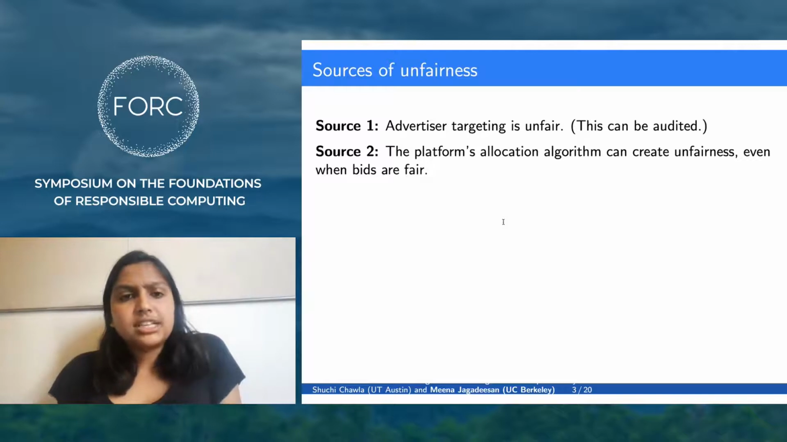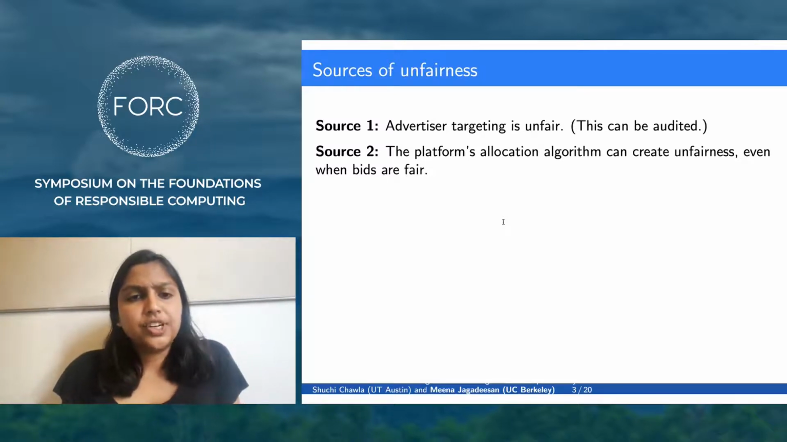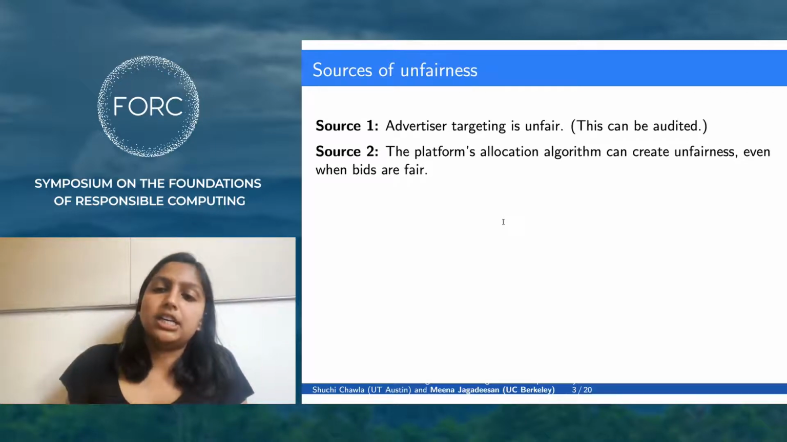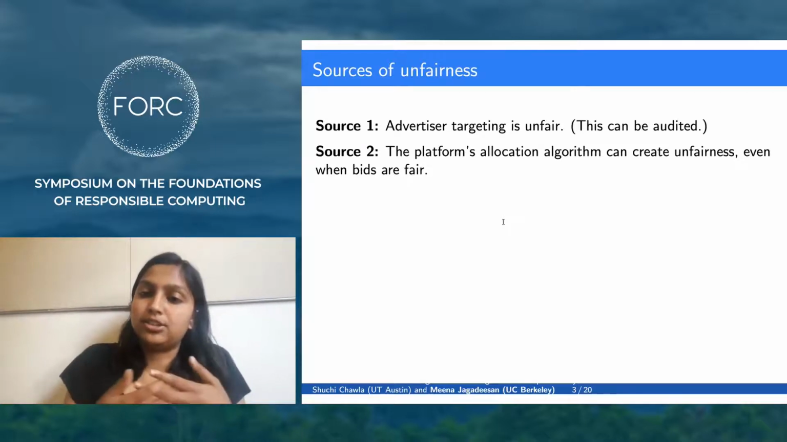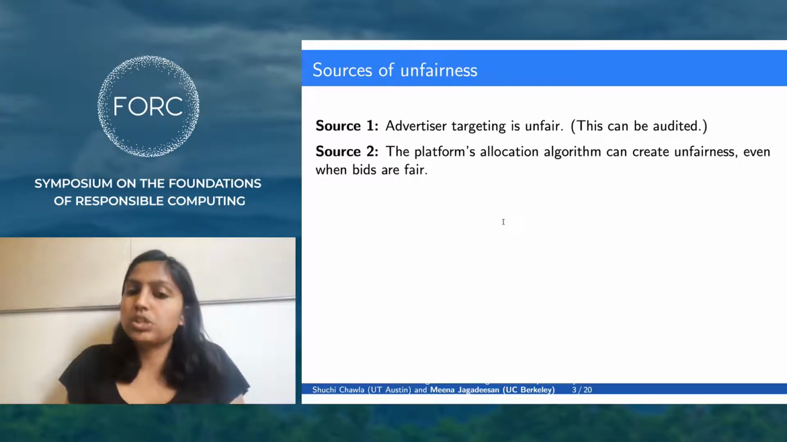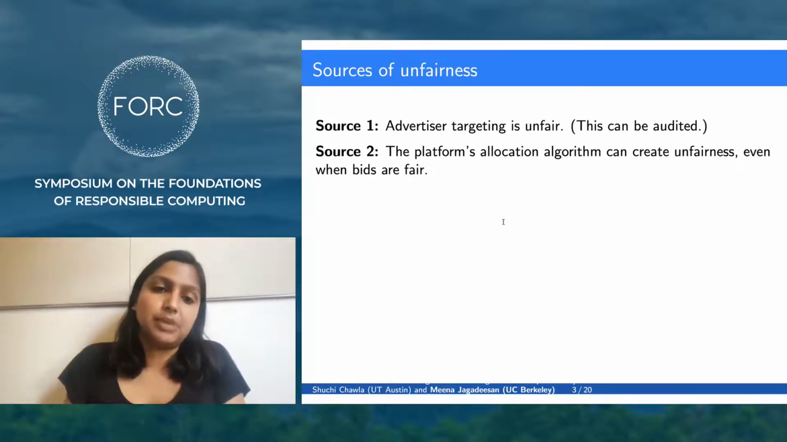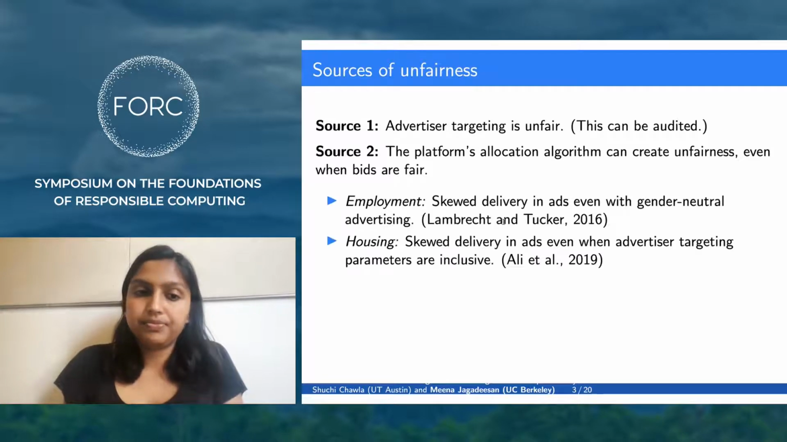So, what causes unfairness? Well, the first source of unfairness is that the advertiser targeting is itself unfair. This can be audited by looking at each advertiser's behavior in isolation. The second source of unfairness, which is more subtle, is that the platform's allocation algorithm can create unfairness even when the advertiser bids are fair. So, even when each advertiser bids fairly in isolation.